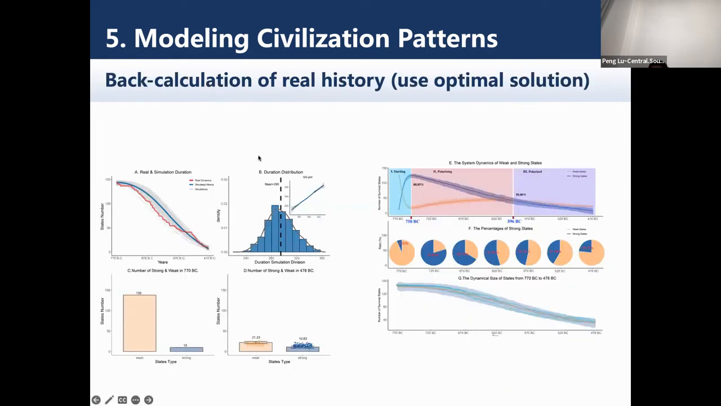Also, using this optimal solution, by my definition, we can back-calculate the whole history process at each year. For traditional history research, it is very hard to calculate, but using computational models, we can back-calculate this whole process year by year.